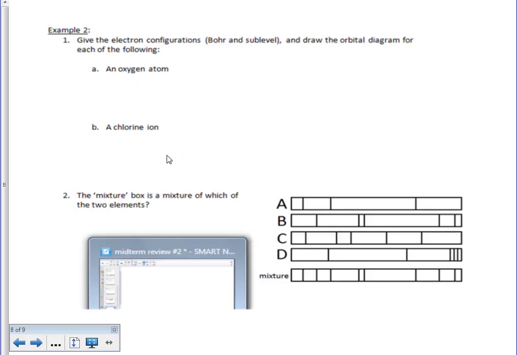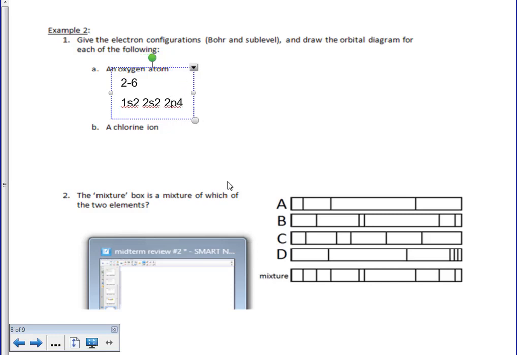The last part here is talking about electron configurations, Bohr and sublevel, and drawing the orbital diagrams for each of the following. So when we're looking at these different aspects, we're looking at our electron configuration. If we're looking at oxygen, you can get your electron configuration straight from your reference table. We know that's going to be 2-6. Since that's 2-6, the first principal energy level, 1s sublevel, always has 2 electrons, and remember, this is written as a superscript. Then we end up with 2s2.